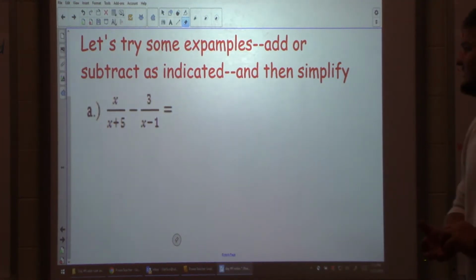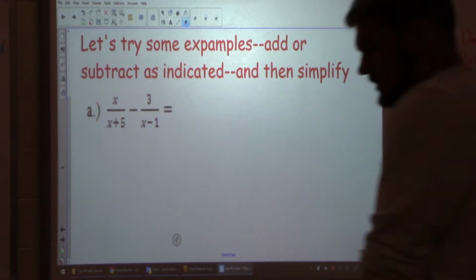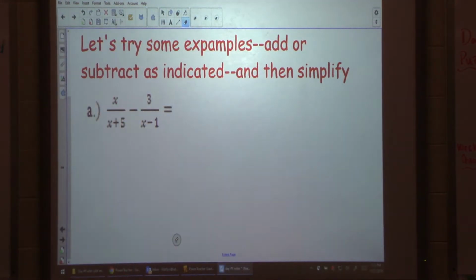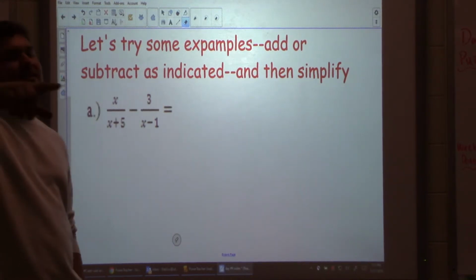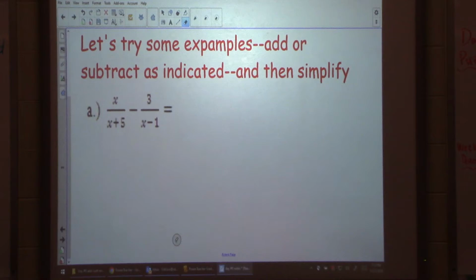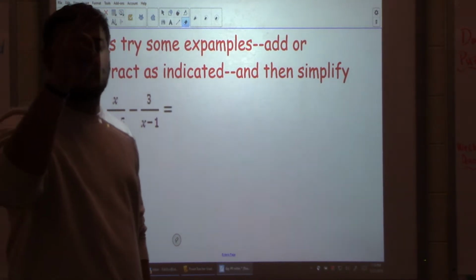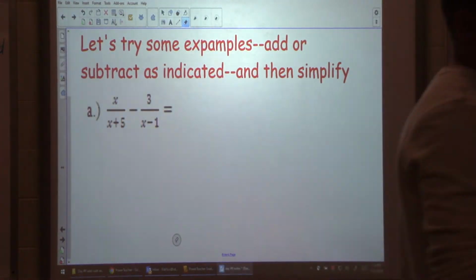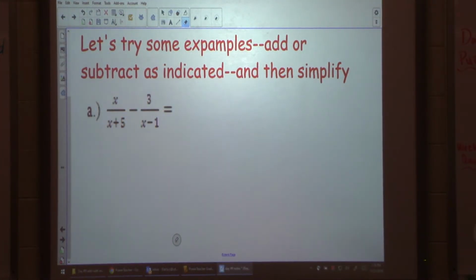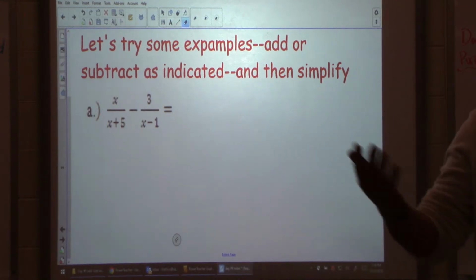Well, today our first problem says x over x plus 5 minus 3 over x minus 1. I need a common denominator. What could we do, you think? Not multiply by -1. That's just going to change our signs. That's only if they're opposites of each other. We can't just add 6. We don't add things to make common denominators. We multiply things to make common denominators, right?